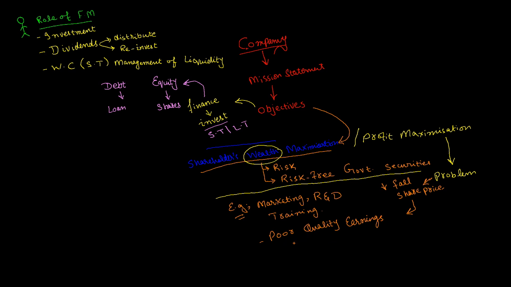According to this concept, a business takes high risks to achieve high profits. Now, the stock market will refer to it as poor quality earnings. And now, what will happen? The risk-averse kind of shareholders can simply sell the share of such a company because they may think that it is a highly risky company. So they may simply sell their shares, and as a result, the price of the share will fall. So these are the major problems associated with the profit maximization concept.